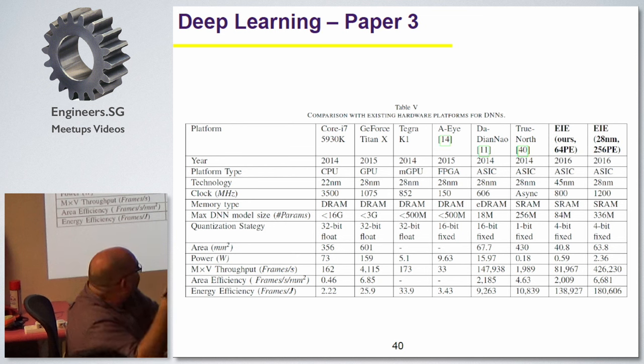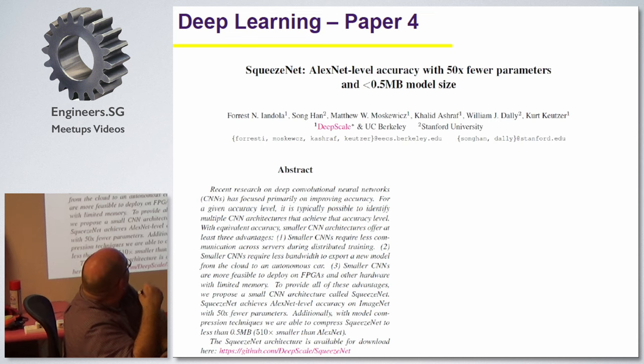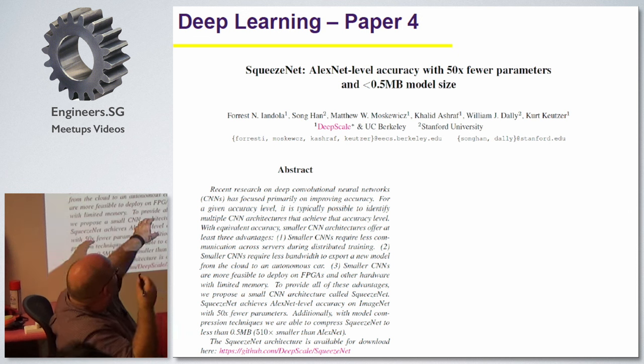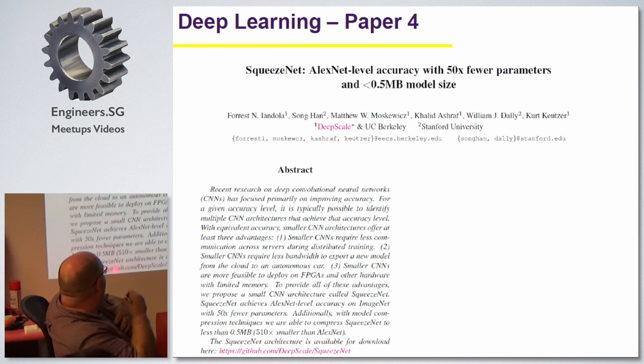One interesting thing here is the one bit fixed. I'm not sure about that; four bits I understand, but one bit, there might be something specific playing here. I didn't check that paper yet. The last paper is basically the same people, DeepScale. Suddenly you have people from DeepScale among the authors, and you can actually download this SqueezeNet from GitHub, and you really have half a meg of neural network trained weights. And this is still smaller than AlexNet, which was the original network that won the competition.